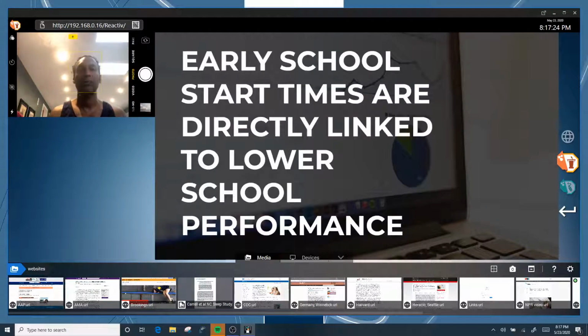If there's anything you should take away from this presentation, it's that early school start times are directly linked to lower school performance. Just remember that if you don't remember anything else.